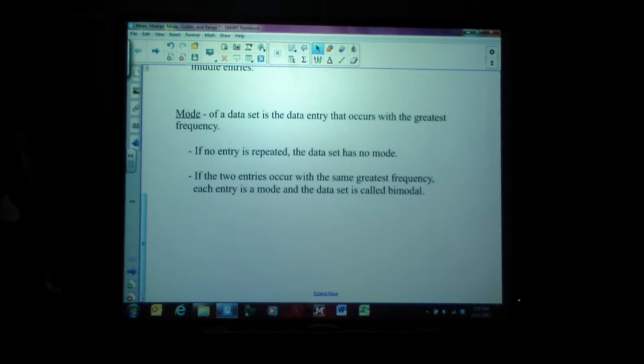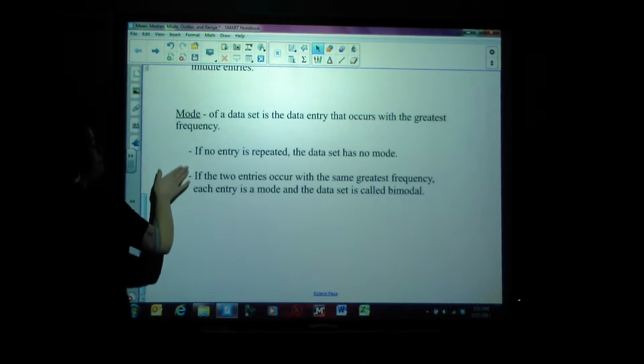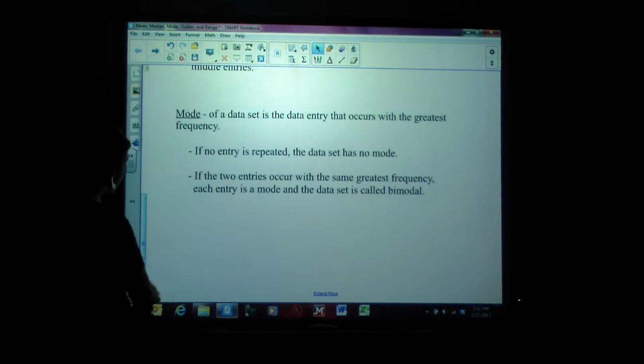Last one is mode. The mode of a data set is a data entry that occurs with the greatest frequency. If no data entry is repeated, the data set doesn't have a mode. So just because there's data doesn't mean there has to be a mode. And actually the reverse of that is, if two entries occur with the same greatest frequency, each entry is a mode and the data set is called bimodal. So it's possible to have either no or multiple modes, depending.